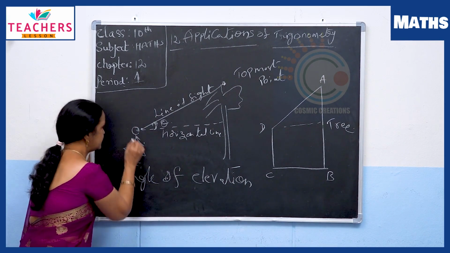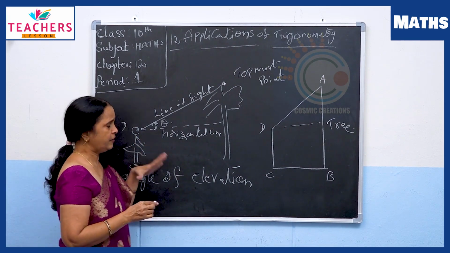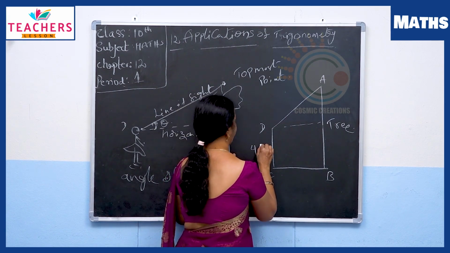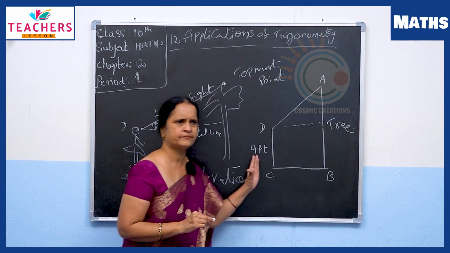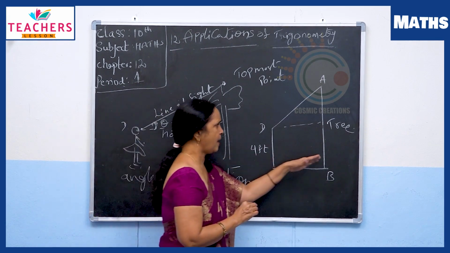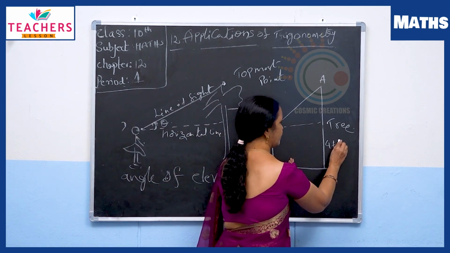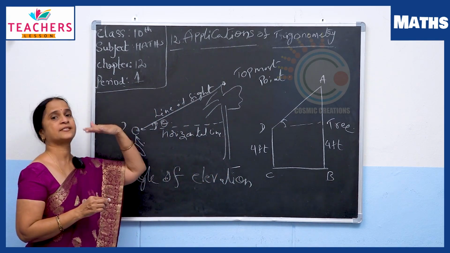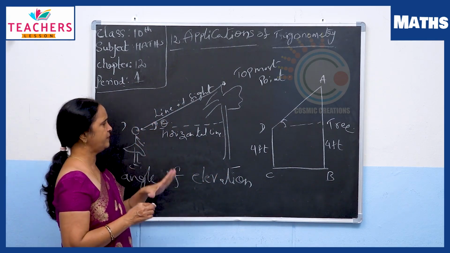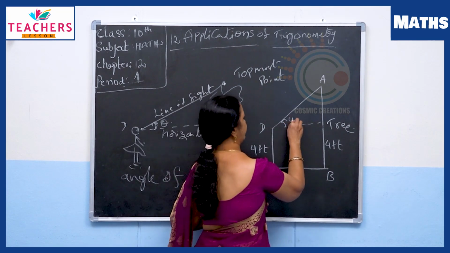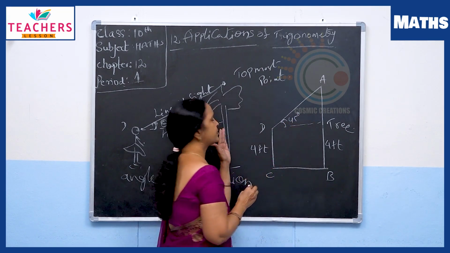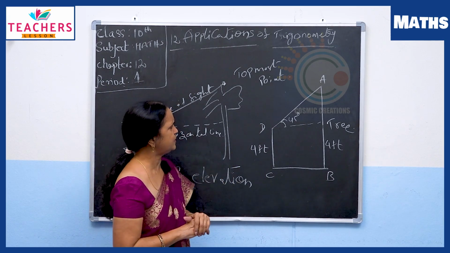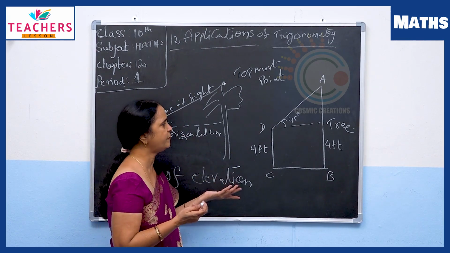What is CD? CD is the girl's height. If the girl's height is 4 feet, I am giving 4 feet. She is looking upwards, and the angle of elevation is given as 45 degrees. You have to find the height of the tree. With these measures we have to find it. How can we find it?